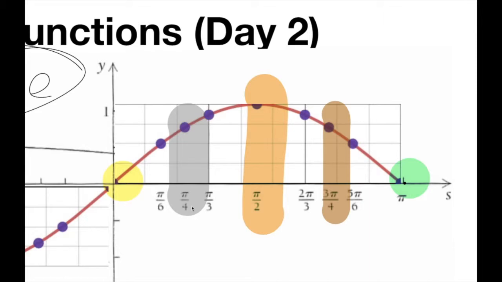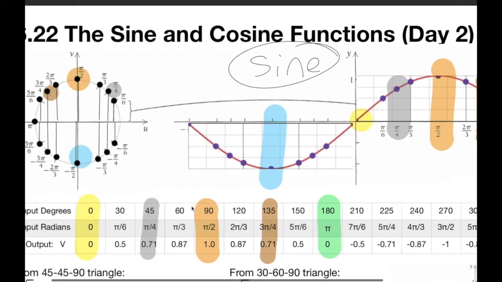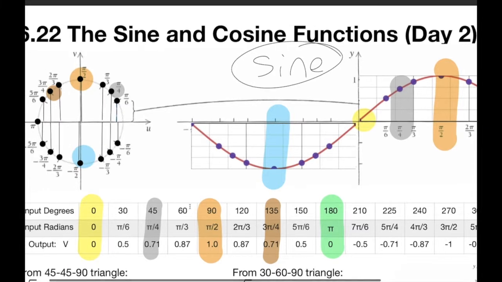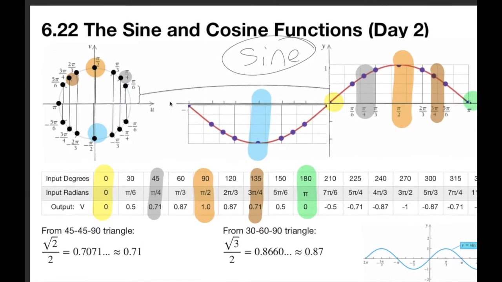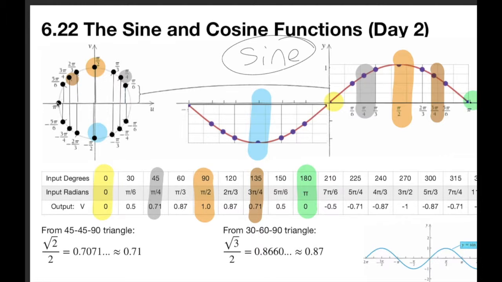So actually, these colors correspond to locations on the unit circle. So this is 0, the pi over 4 is gray, orange here is next, and then brown is next. Green is over here, pi. I didn't highlight it over here. But you get the idea.